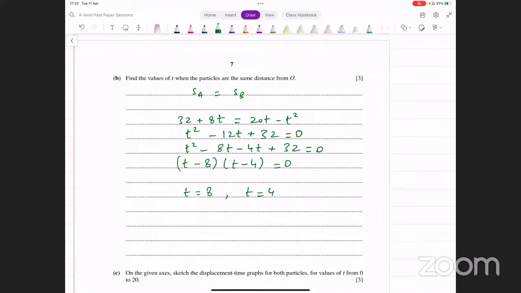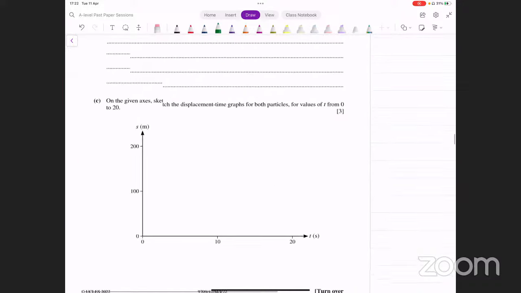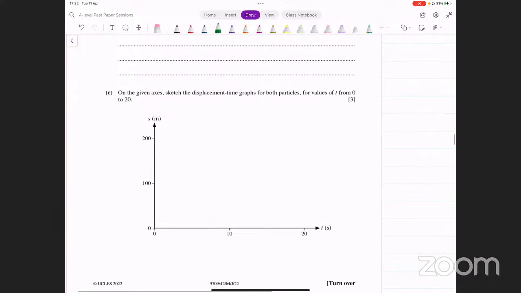Okay, let's move on. Now it says on the given axes, so we have these axes given, sketch the displacement time graphs for both particles for values of t from 0 to 20.